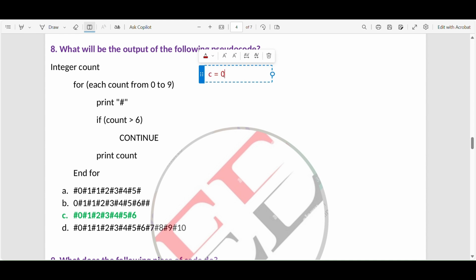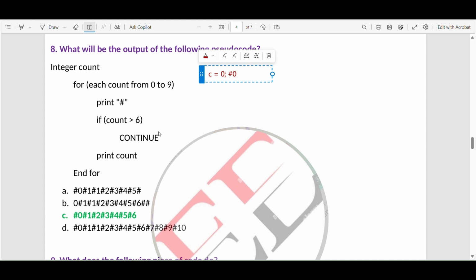When count is 0, then we are printing hash, right? And see, if count is greater than 6, no, count is less than 6. And next we are having count is 1, then we are printing hash again. I have just, see, if count greater than 6, continue. And after that we are having print count.